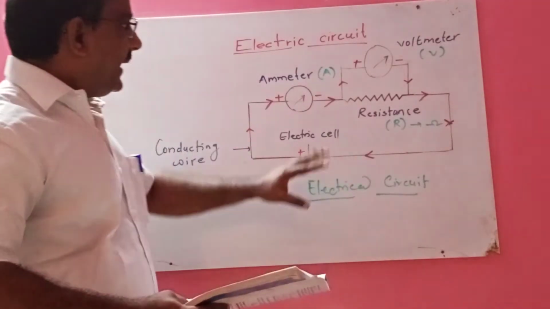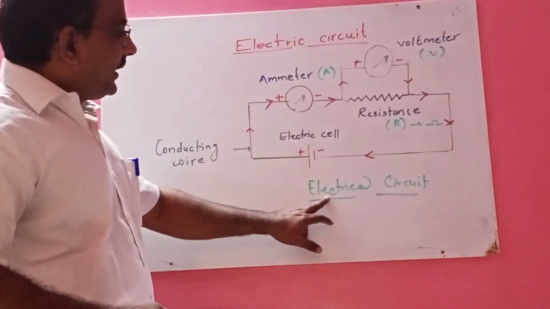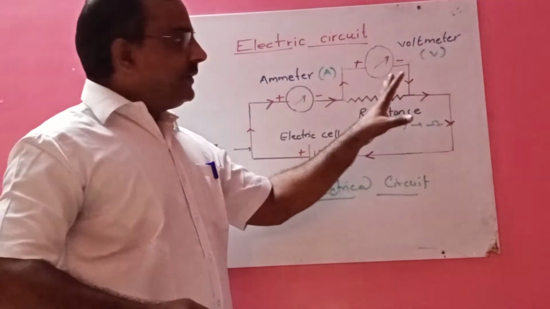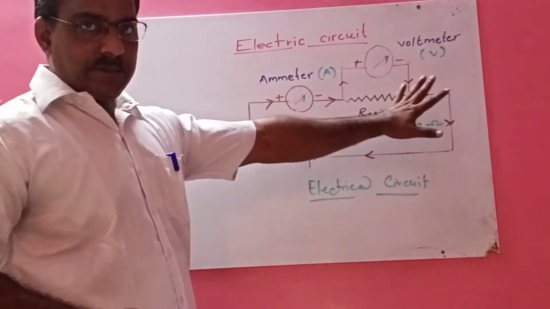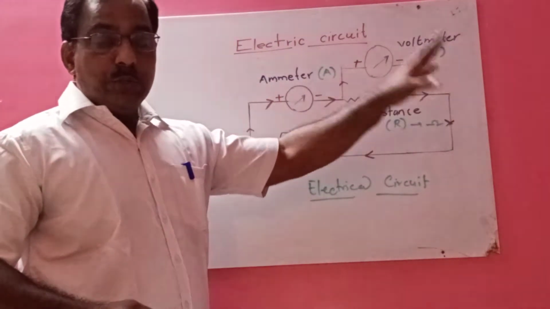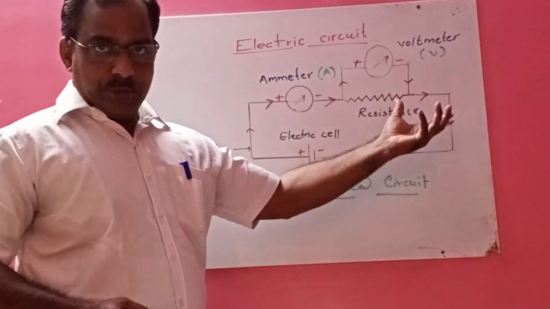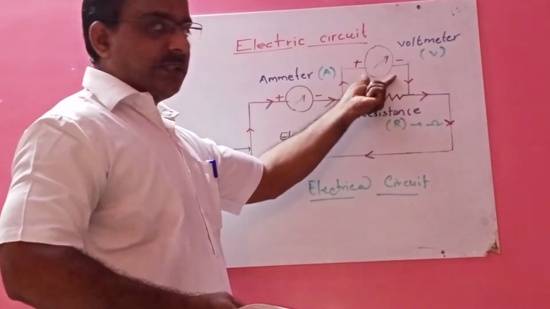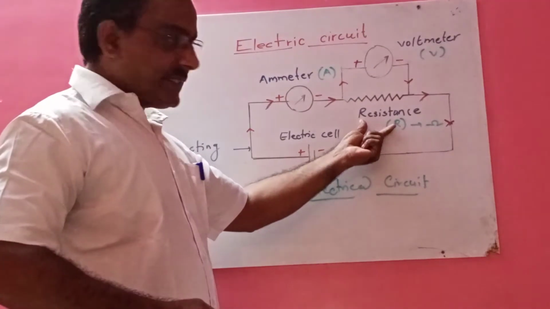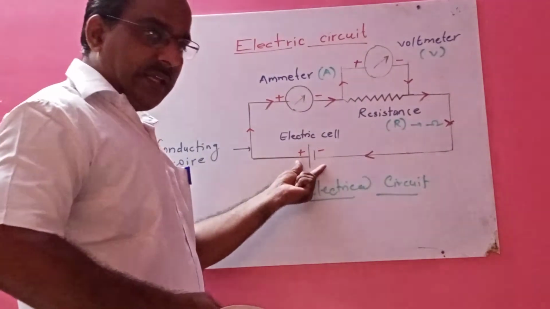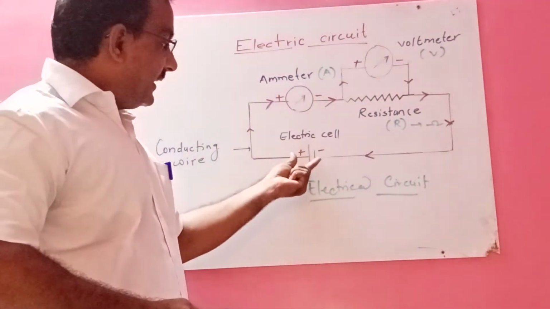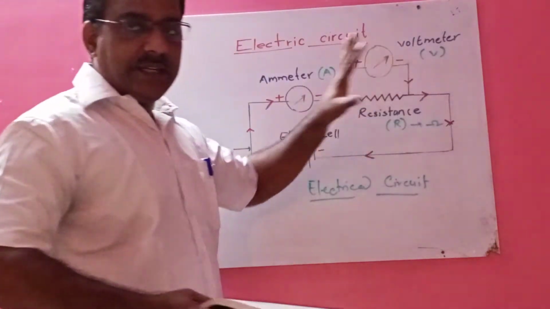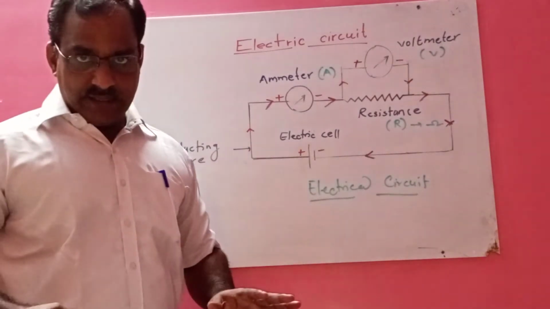So as you can see here, I have drawn an electrical circuit diagram. In this electrical circuit diagram, you will see there are various components. So we have to see the use of these components. Meaning, what is the use of an ammeter, what is the use of a voltmeter, then what is resistance, then what is a battery, which is called an electrical cell. Now first of all, this diagram, I said it is a circuit diagram.